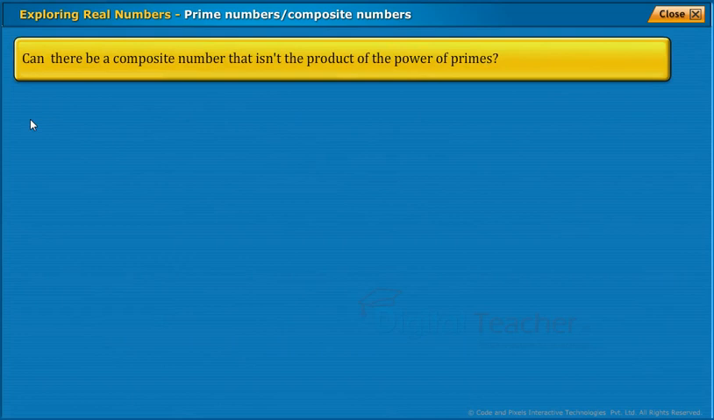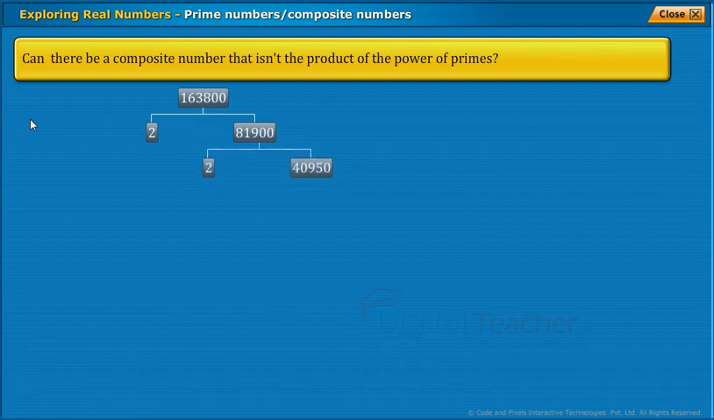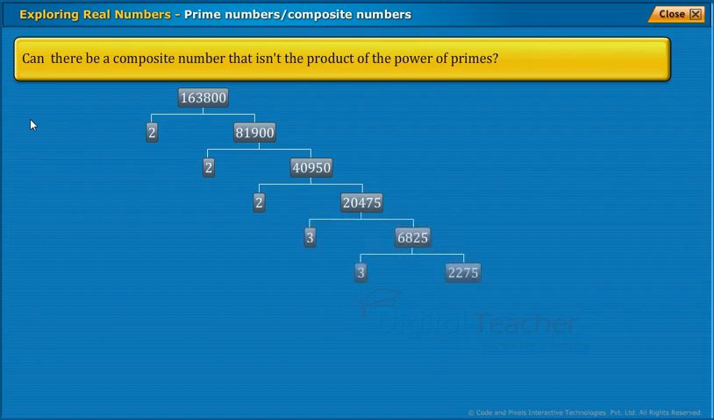For this, let us take an example of factorizing a large natural number, 163800. Let us use factor 3, which is well familiar to all. Now, let us have a look at some of the natural numbers. 163800 can be written as 2 into 81900, and 81900 can be written as 2 into 40950. 40950 can be written as 2 into 20475, which can be written as 3 into 6825. 6825 can be written as 3 into 2275.